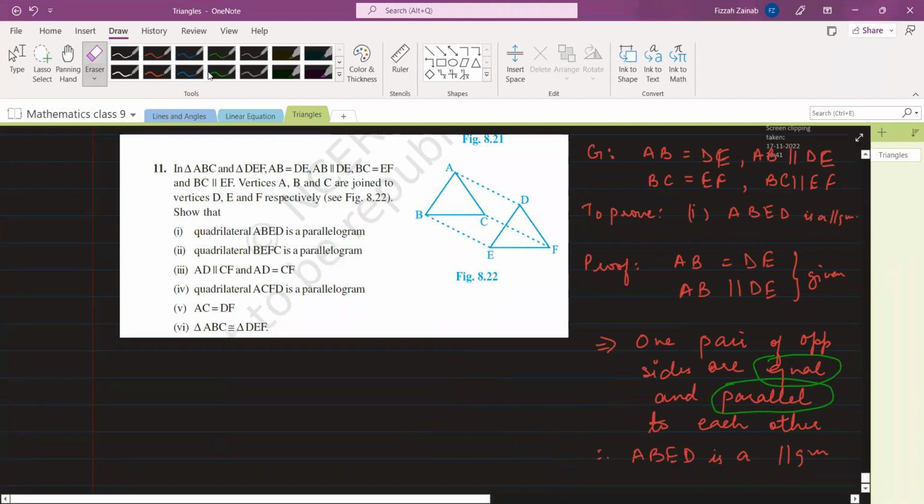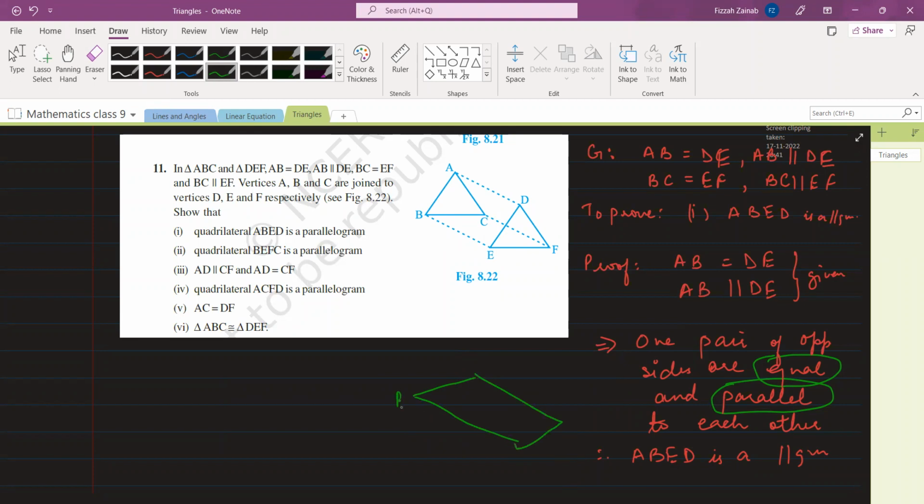Okay. Now similarly, now look at the second part. Now BEFC is a parallelogram. Now where is BEFC? BEFC, okay, the bottom one, right? So the bottom one, the base of this parallelogram. This is BCEF. Just draw it like this. Clear? Yes, ma'am. Now what is given? Let's see. BC is equal to EF and BC is also parallel to EF.